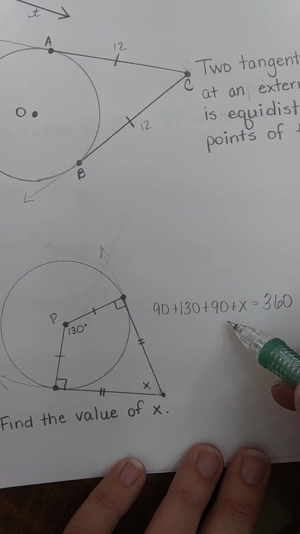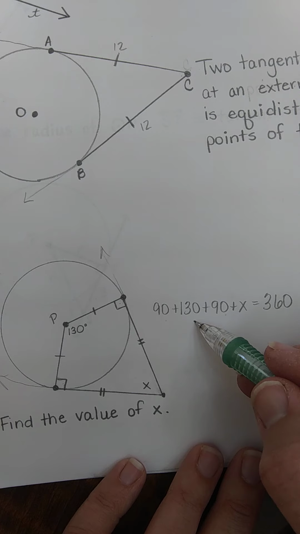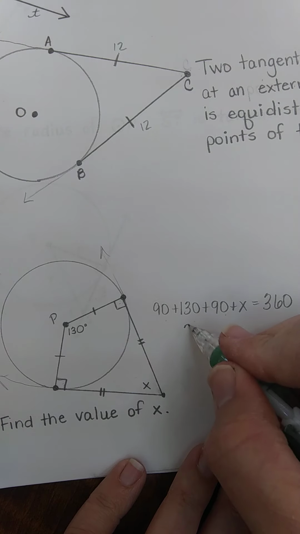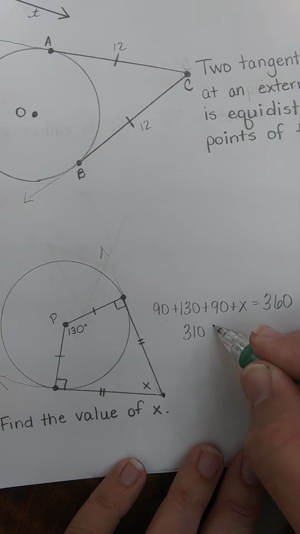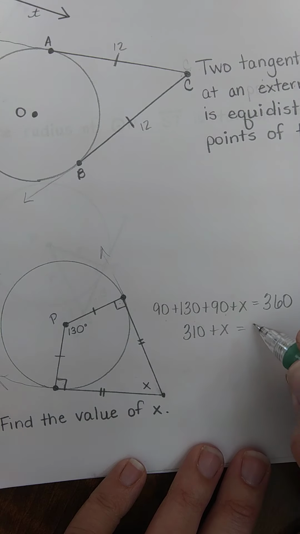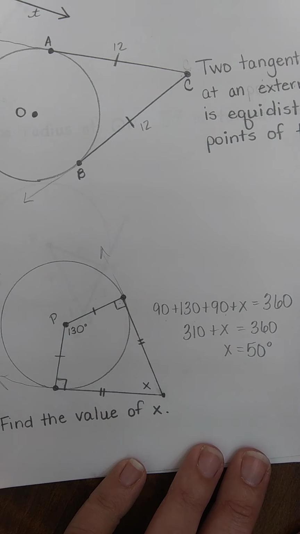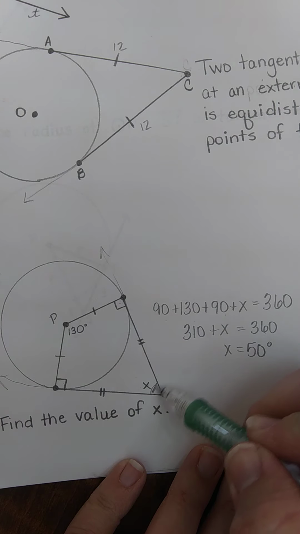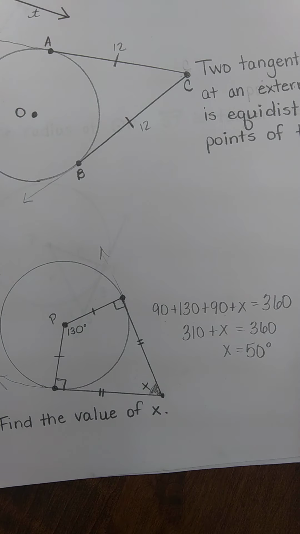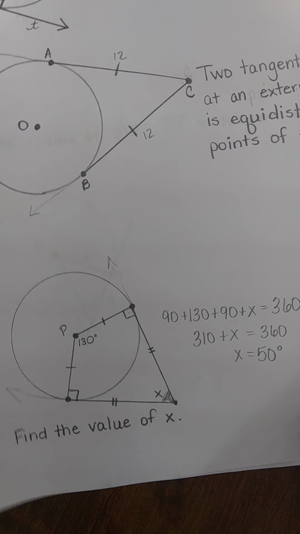So we can add these together. Oh, let's see, those two are going to make 180. Then 180 and 130 would be 310. So 310 plus x will equal 360. We'll subtract our 310 on each side, and we get x to be 50 degrees. So the angle down here at this little corner of the external point would be 50 degrees.